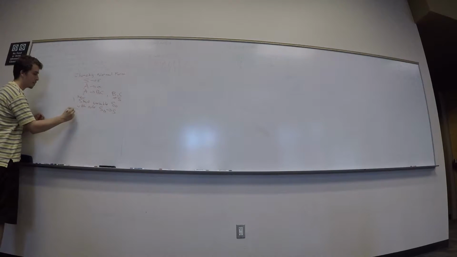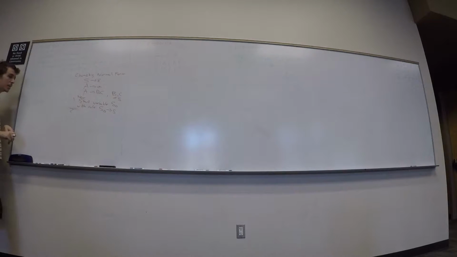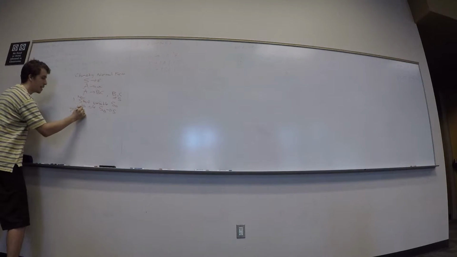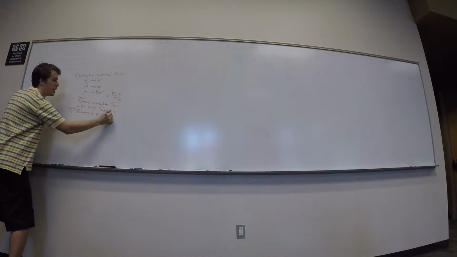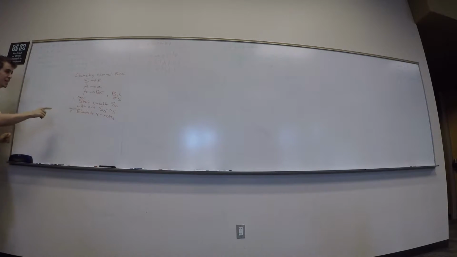What's the second step? You eliminate all epsilon rules. Yeah, so eliminate. This is a little bit deceptive to say eliminate epsilon rules, because I can't just arbitrarily remove epsilon rules, right? Because I could change the language if I did that. So what was the idea that we did for that?